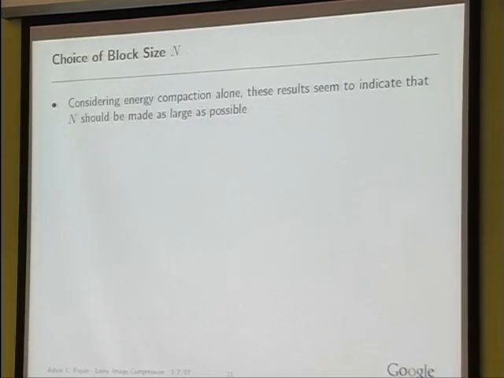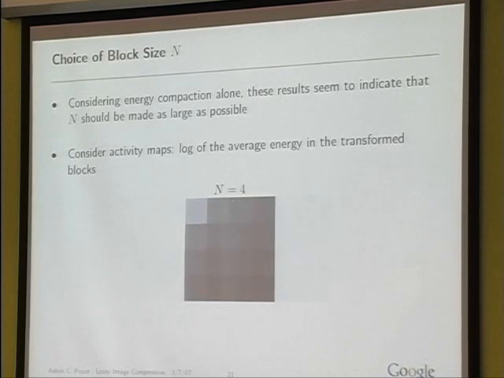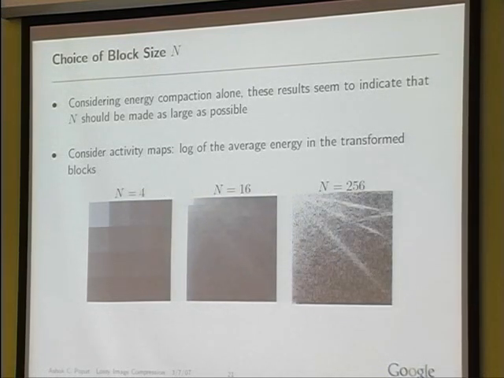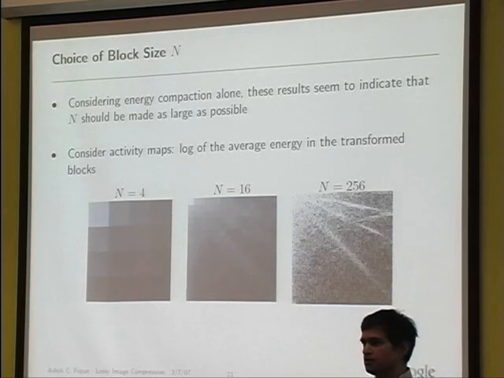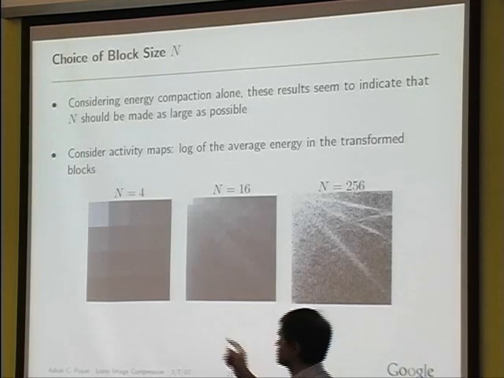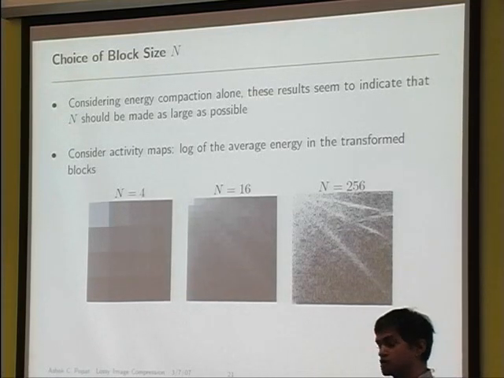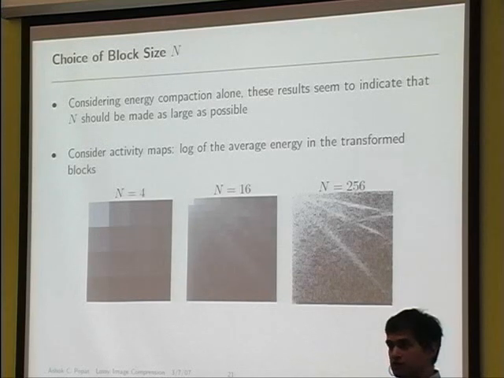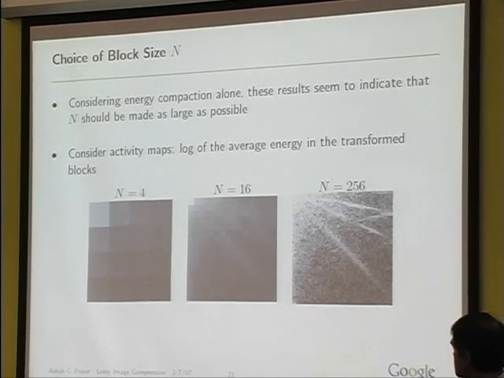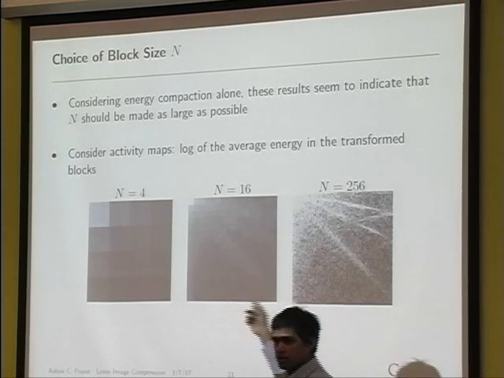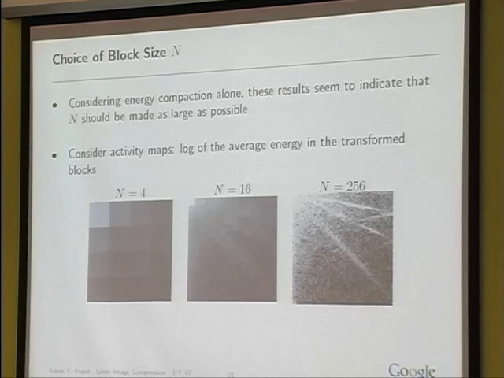So looking at energy compaction alone, it misses something. In particular, let's consider what I'm doing here: I'm plotting the log of the average squared value of the magnitude of these coefficients. So in the case of the 4x4, I take every transform domain block and I square the value and I average that across the whole image for every block in the image, and I take the log of that, and that's what I'm displaying, a scaled version of that. And I do the same thing for n equals 16. When I get to n equals 256, well, the whole image is 256 squared, so there's only one block, so there's nothing to average, but it's the log of the squared value that I'm showing.